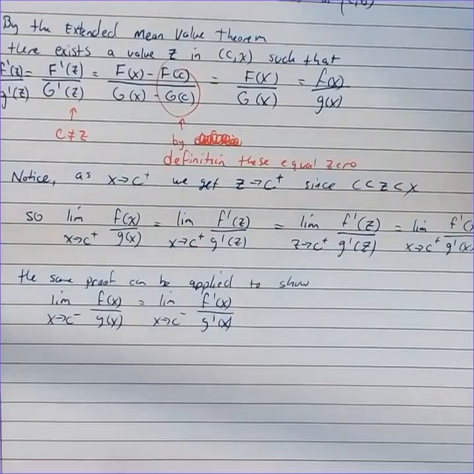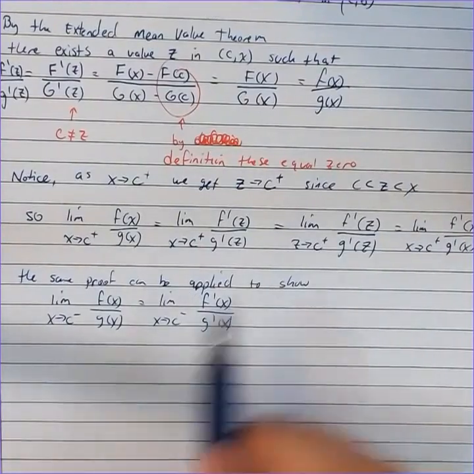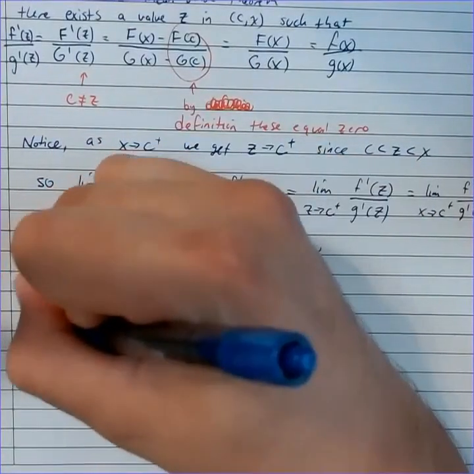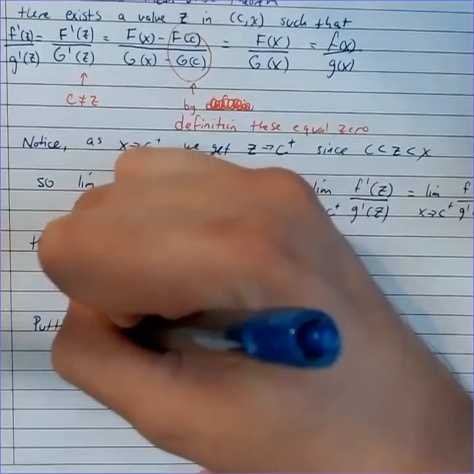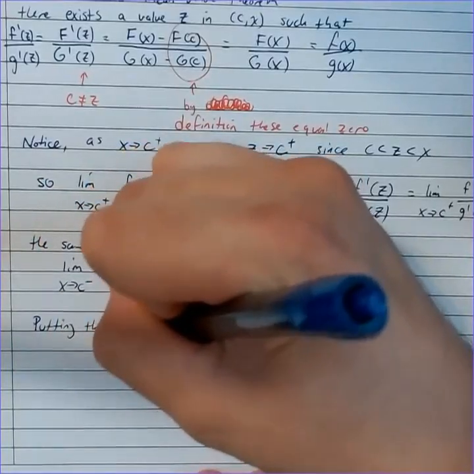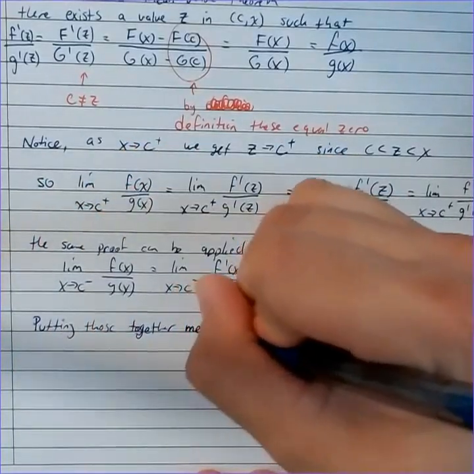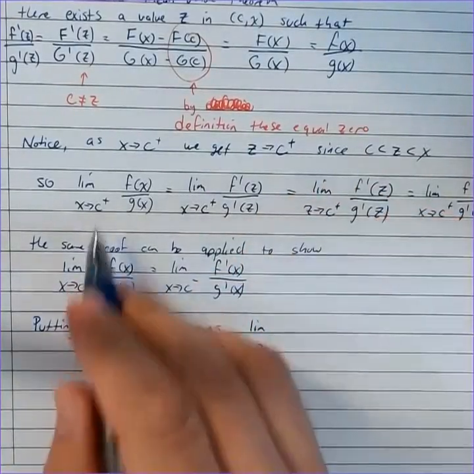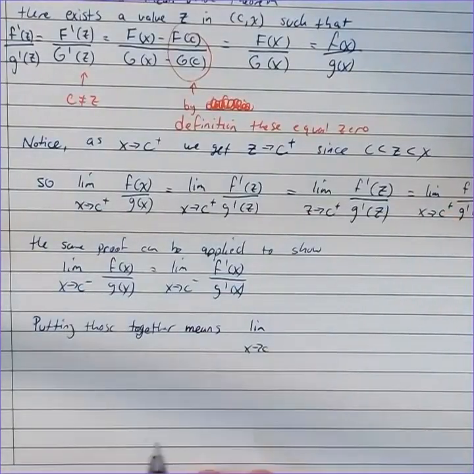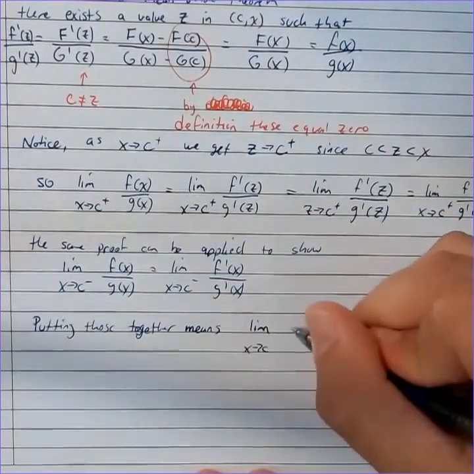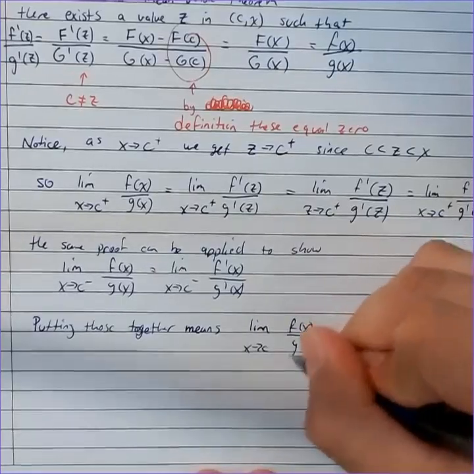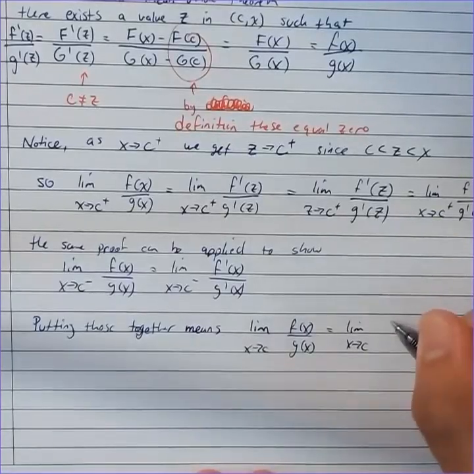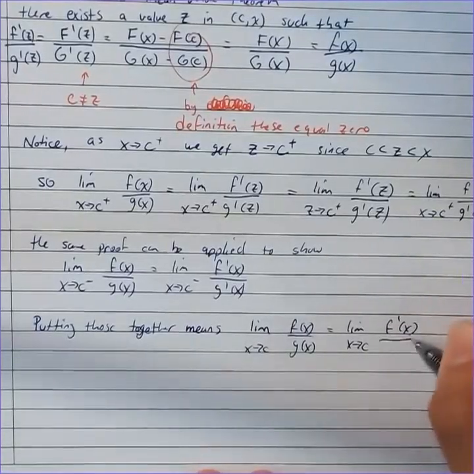But if the limit from the left is the same as the limit from the right for both, then putting those together means that the limit as x approaches c from the left and right, well, that's just the traditional limit. The limit as x approaches c of f of x over g of x is equal to the limit as x approaches c of f prime of x over g prime of x.